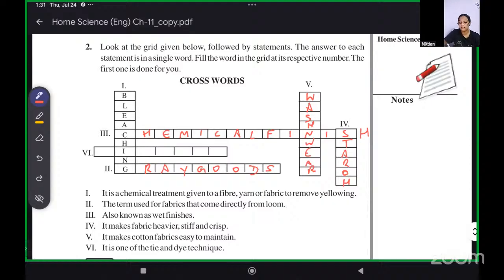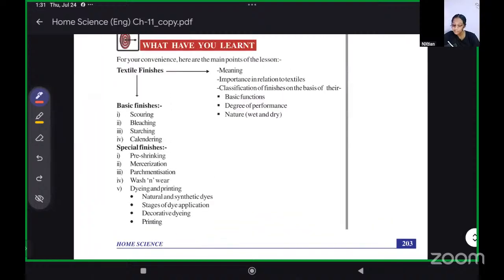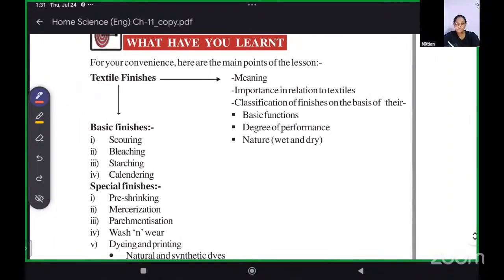And the last one is I wrote binding. Binding. Yes. Binding is the most common and popular tie and dye. Okay, well done. Now, what have we learned from the chapter?